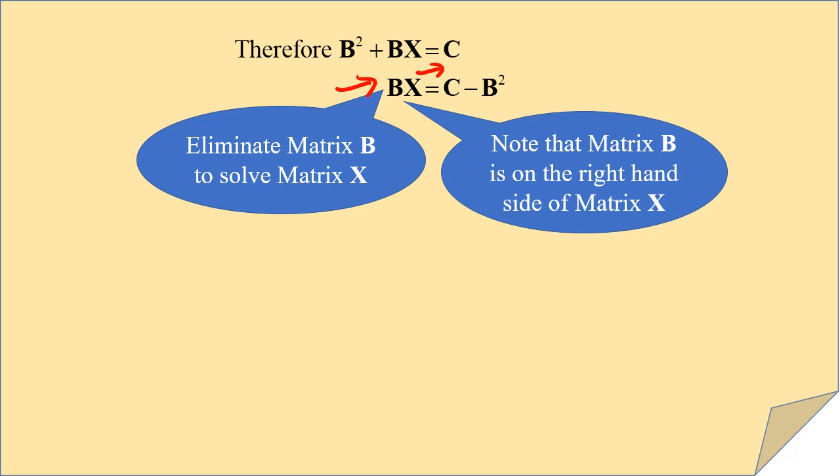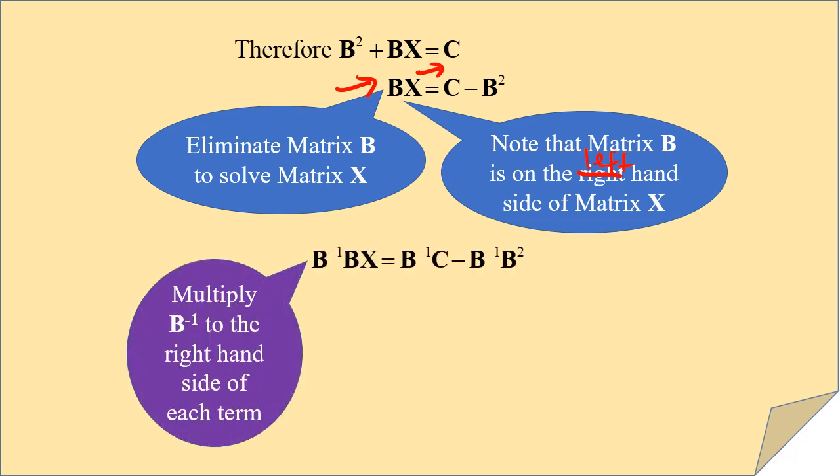This statement is not accurate. Note that matrix B is on the left hand side of matrix X, so we should multiply from the left hand side on each term. So we need to multiply B inverse with BX and B inverse with C minus B squared.